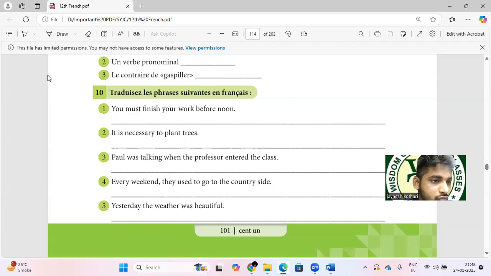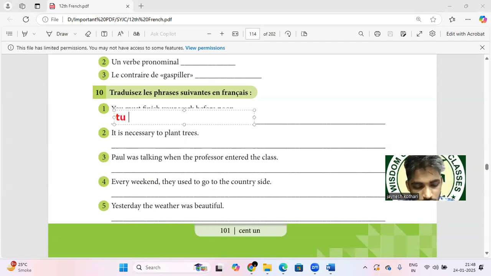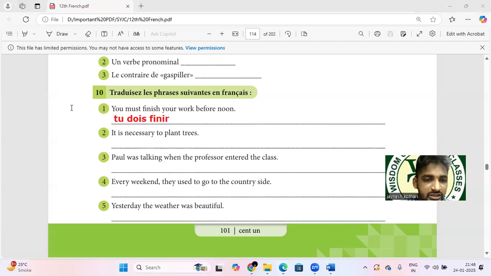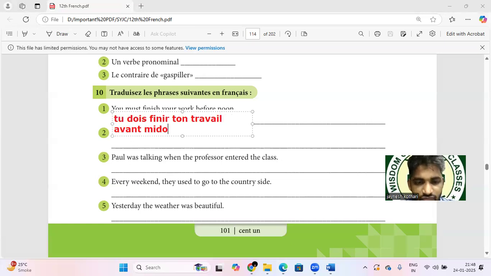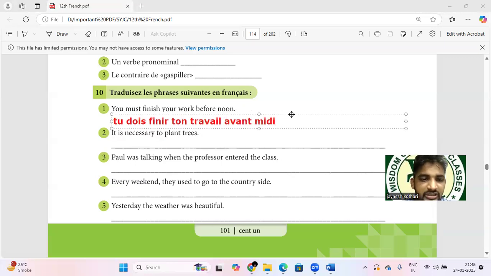You must finish your work before noon. So, tu vas finir. Okay, second verb will always be a full verb. Tu dois finir ton travail. Tu dois finir ton travail avant midi. Midi is noon. Tu dois finir ton travail avant midi.